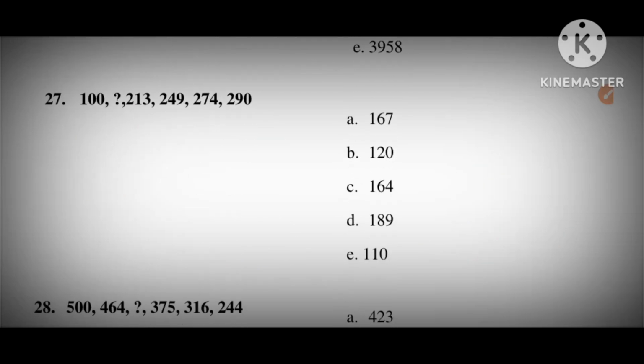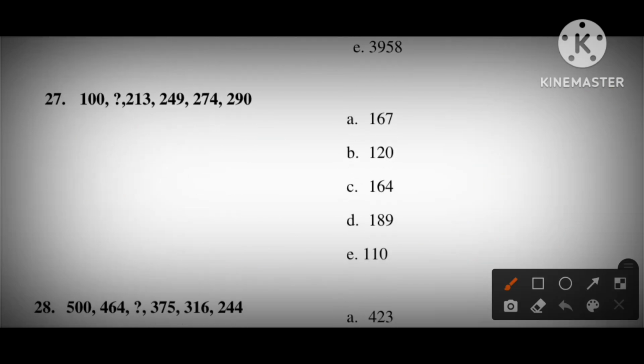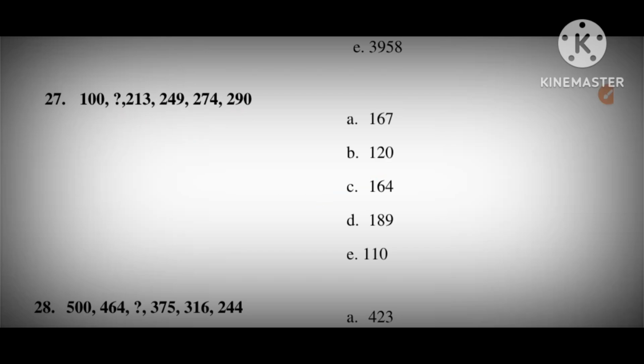Now the second question. Here we see a difference of 36. Here we see a difference of 25. Here we see a difference of 16. So here it must be 7 square. 49 is the difference. Here it must be 8 square. 64 is the difference. So 213 minus 49. Or else 100 plus 64, 164 is our answer. Option C is the answer for this question.